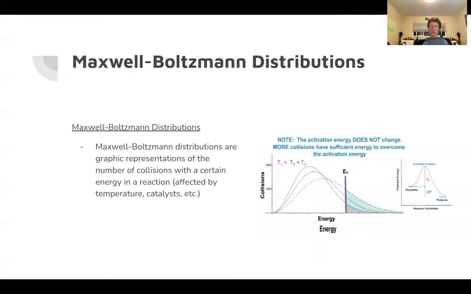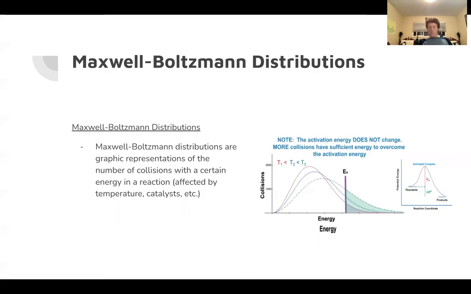And Maxwell-Boltzmann distributions are graphic representations of the number of collisions with a certain amount of energy in a reaction. These will be affected by temperature and catalysts and other things. So this graph here shows how an increase in temperature will make more collisions in the reaction have sufficient energy to overcome the activation energy barrier.